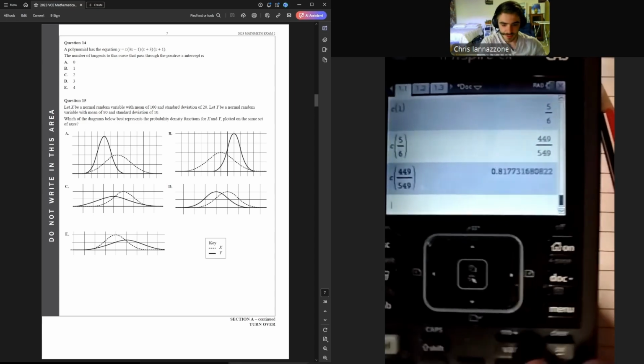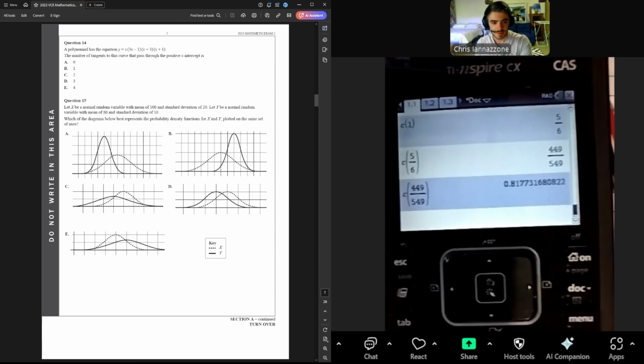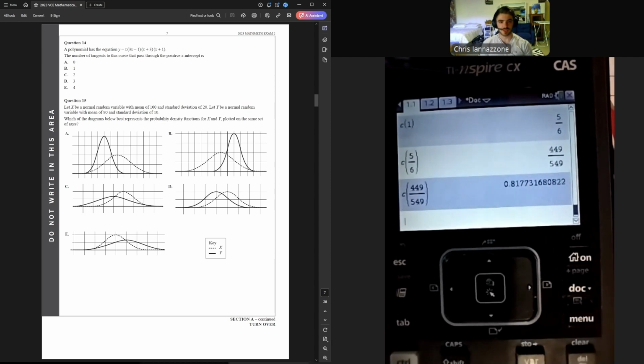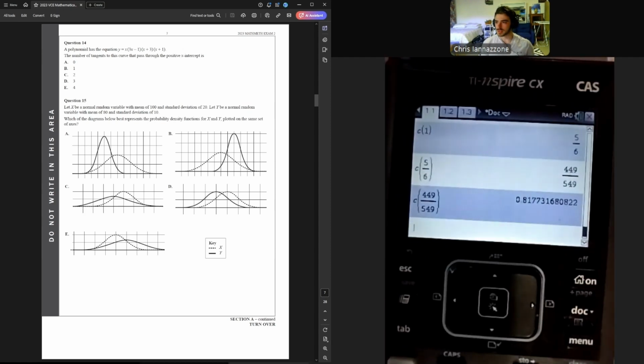Alrighty, question 15. So now we are entertaining the idea of normally distributed random variables. So what's going on here? Well, we have two normally distributed random variables that are plotted against each other. One has a different mean and standard deviation to the other. So x has a mean of 100 and standard deviation 20. Y has a mean of 80 and a standard deviation of 10.